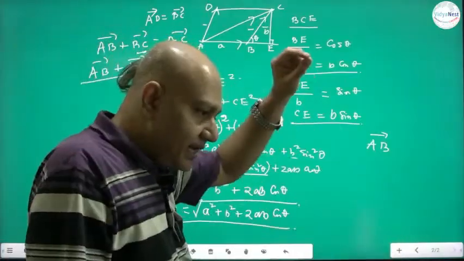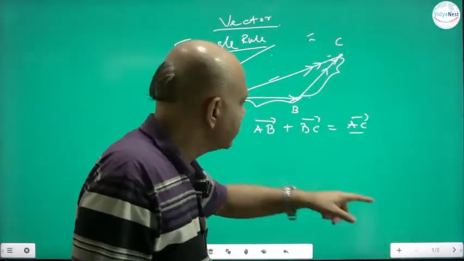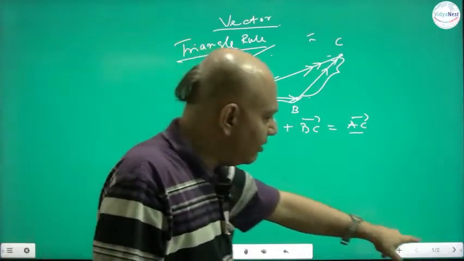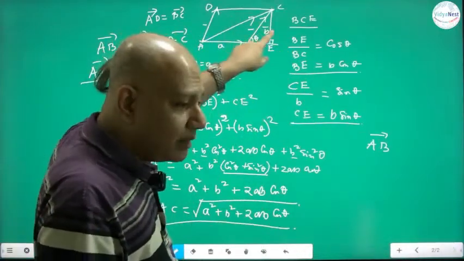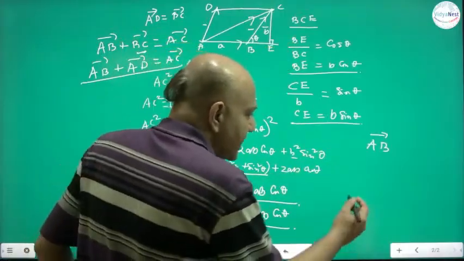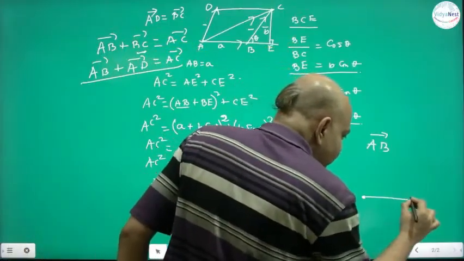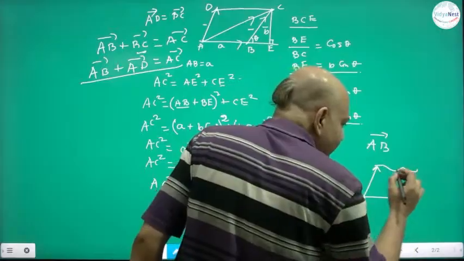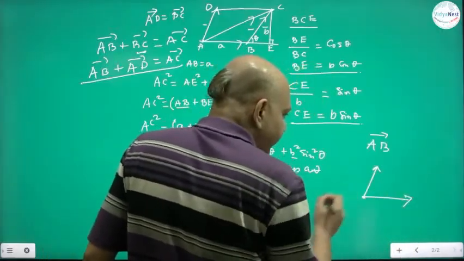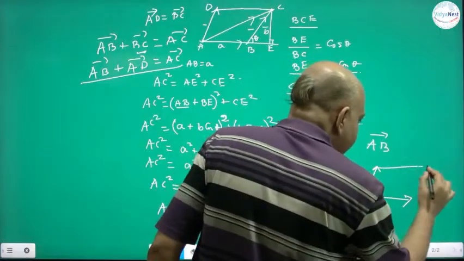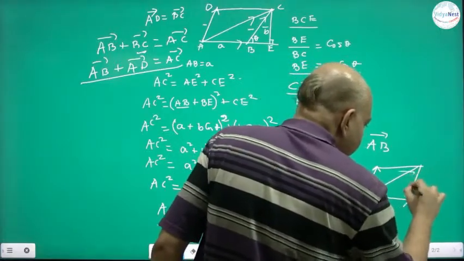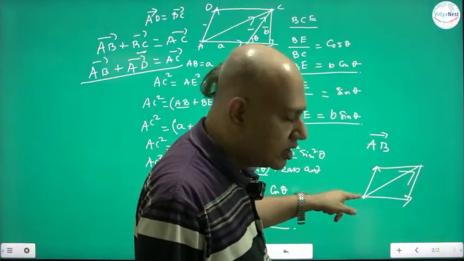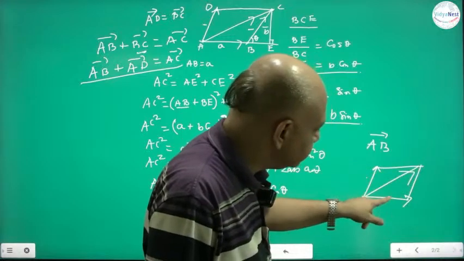Right. So previously I told the triangle rule. Now I am going to tell the parallelogram rule. What is the parallelogram rule telling? If at a point two vectors are acting, this vector and this vector, then if I develop a parallelogram like this way, this diagonal, which is passing from the intersection of these two vectors, will give the addition of these two vectors.